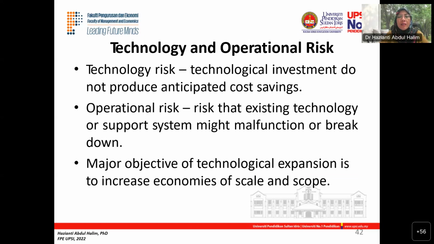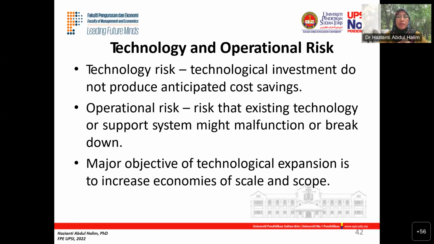All right. Next one is technology and operational risk. So these are under the category of other risk. So other risk ni banyak lah. Tadi kita kata financial balance sheet risk, off balance sheet risk. And kita ada juga other risk. So this, for example, we have technology and operational risk. Alright, so for this one, technological investment does not produce anticipated cost savings.